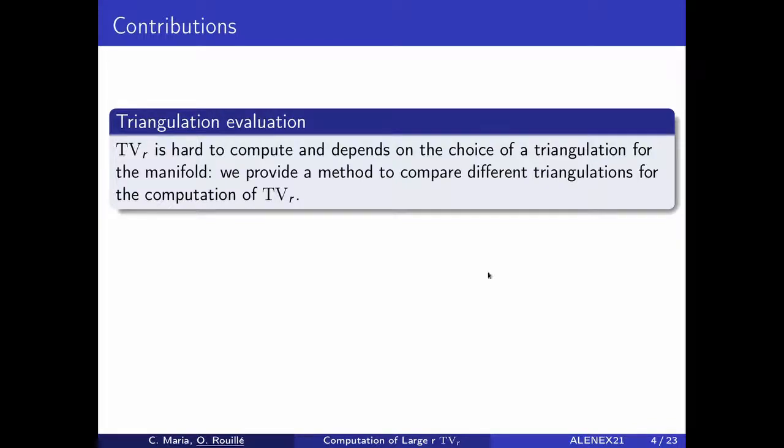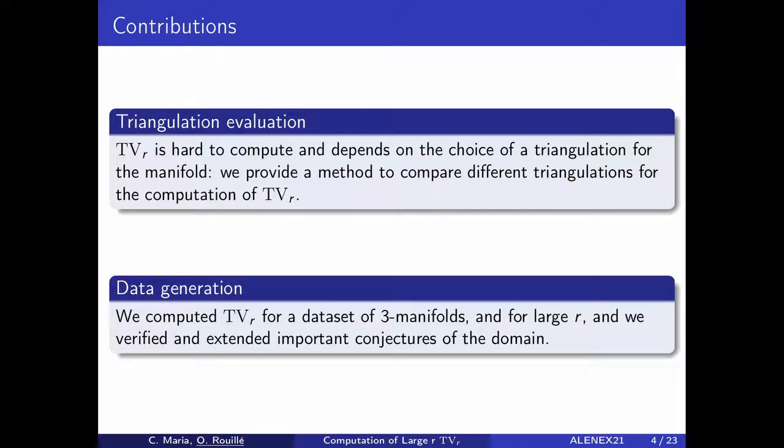To compute the Turaev-Viro invariants, a triangulation of the manifold is required, and we propose a method to compare triangulations to find out which one is the best to compute the Turaev-Viro invariant. And our other contribution is the data generation. So we checked and extended this conjecture using the previous contribution.